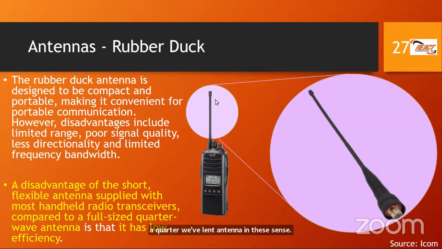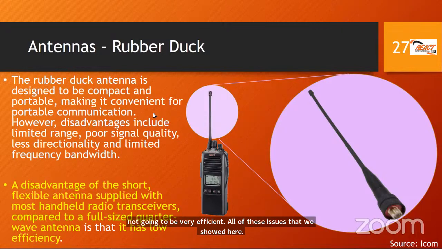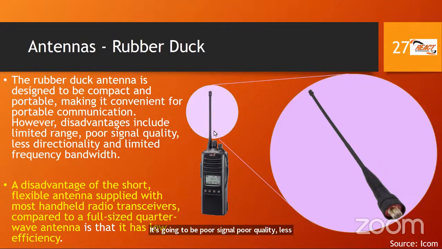It's not going to be very efficient. All of these issues that we showed here: it's going to be poor signal, poor quality, less directionality, and so on. That makes it not a great antenna, but it works and it's a compromise. We just need to know that it's a disadvantage of using that compared to if we could have put a full size type of antenna, like a quarter wave, onto this radio.